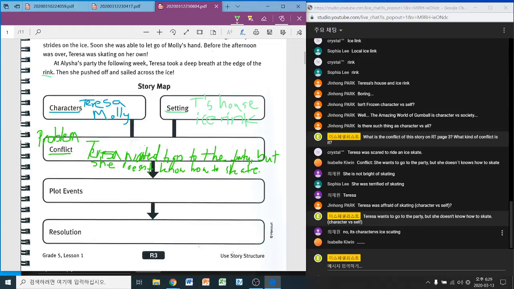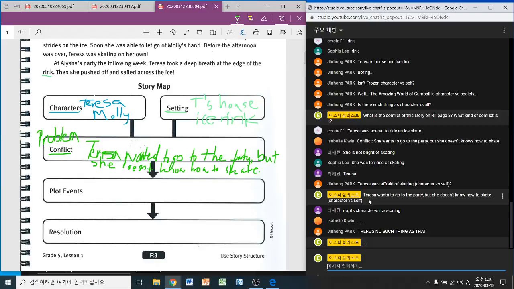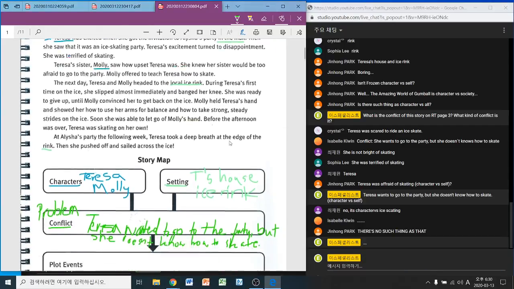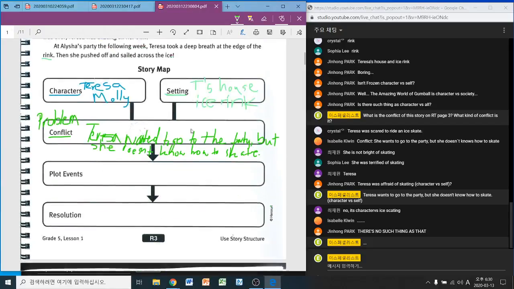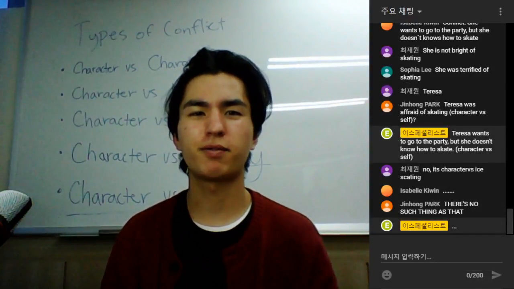Alright, Sunjay says no, it's character versus ice skating. I agree with Isabel. Okay, this is not character versus ice skate because she is not fighting with the ice skate. The ice skate is not attacking her, right? She has to learn how to do that. That's a conflict inside of her. The problem, she's not fighting with the ice skate.